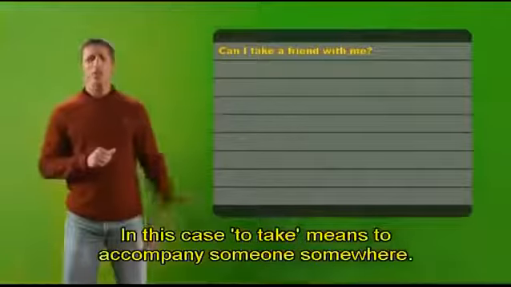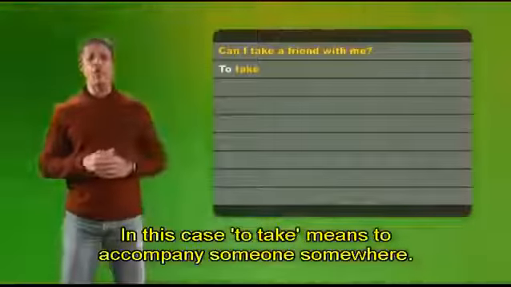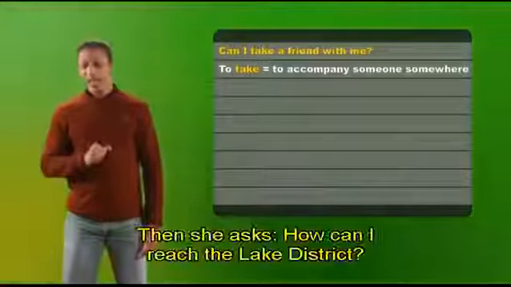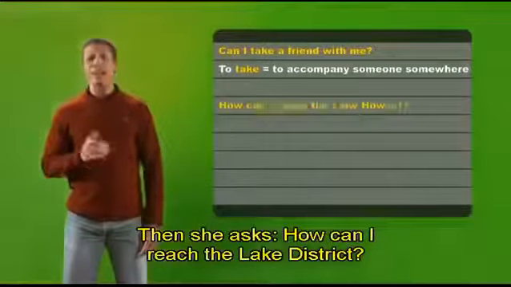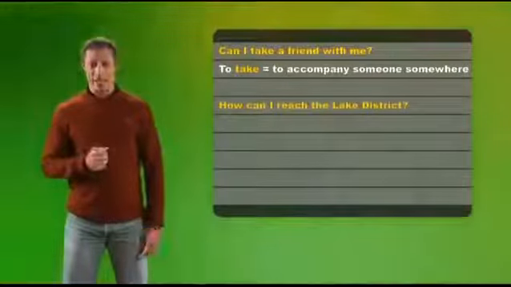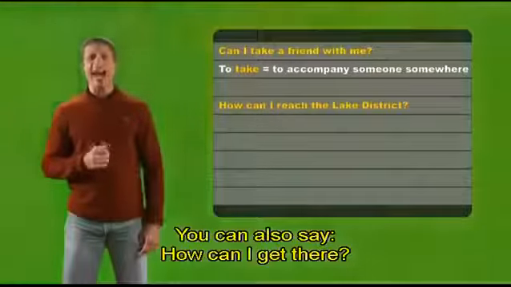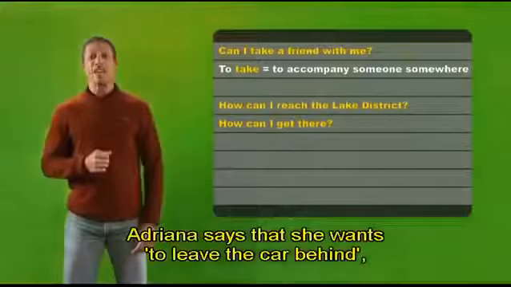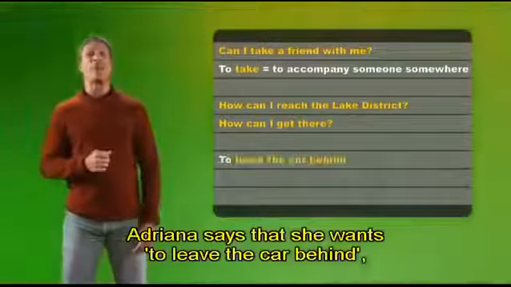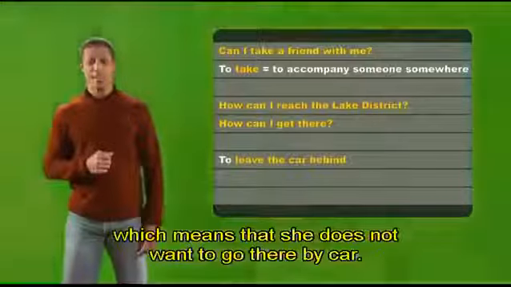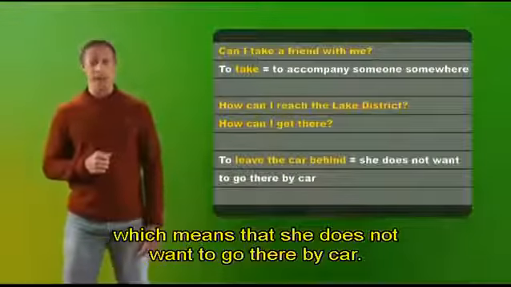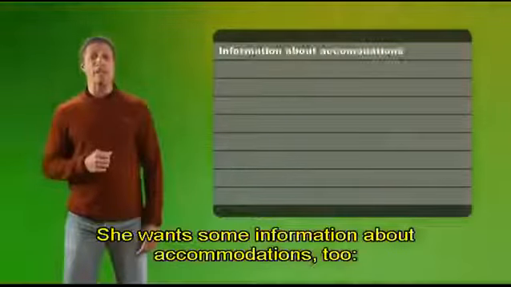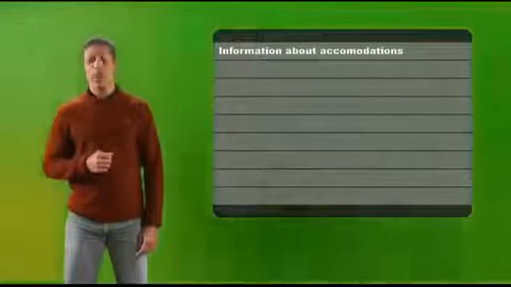In this case, to take means to accompany someone somewhere. Then she asks, how can I reach the Lake District? You can also say, how can I get there? Adriana says that she wants to leave the car behind, which means that she does not want to go there by car. She wants some information about accommodations too.